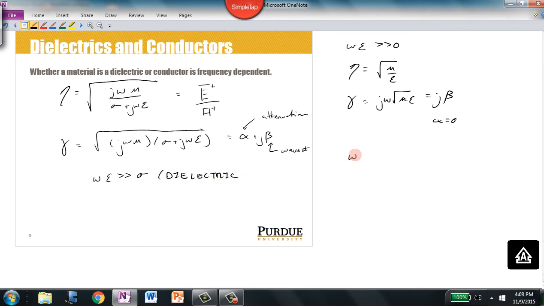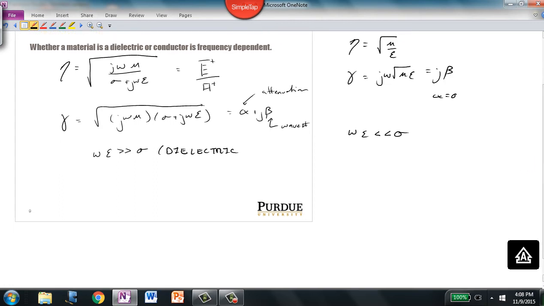Well, what about the case where omega epsilon is much, much less than sigma? Oh, sorry, that looks like a 0 there. That's supposed to be a sigma. Well, in this situation, eta is equal to the square root of j omega mu divided by sigma.